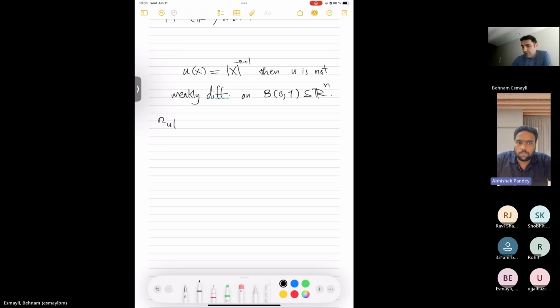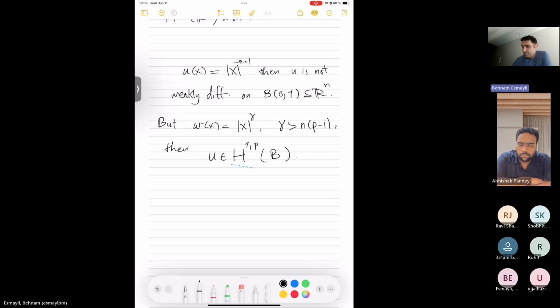But if you take your weight to be absolute value of x to the gamma, and gamma is a positive number, I think it's np minus 1, I think. Then this U ends up being in H^{1,P} of the ball.